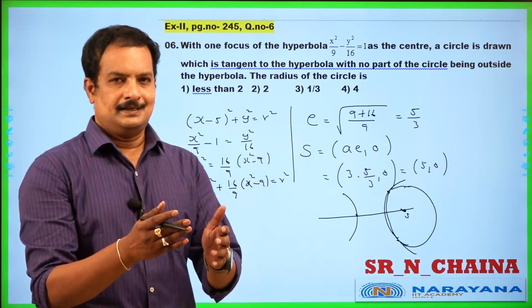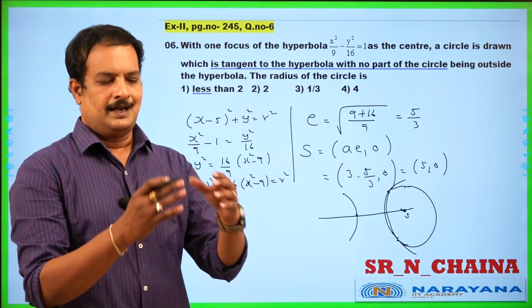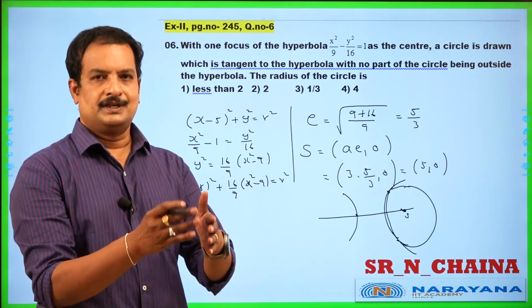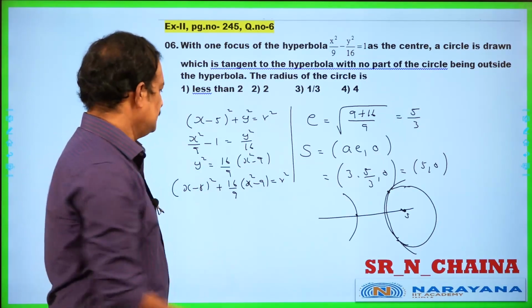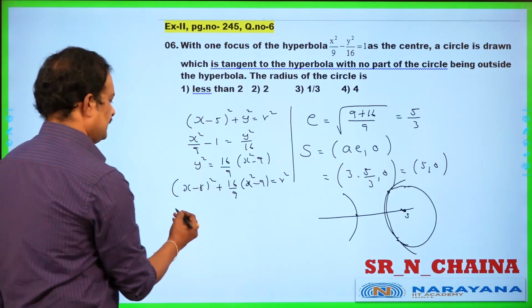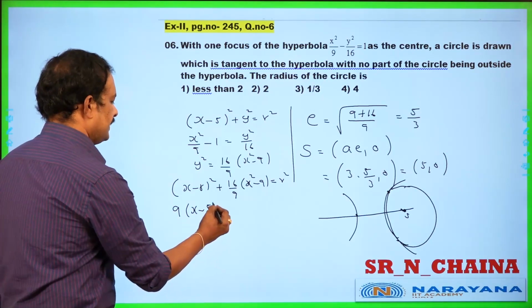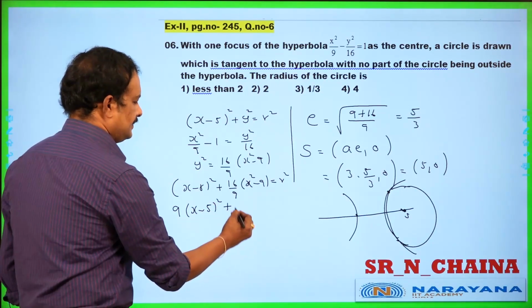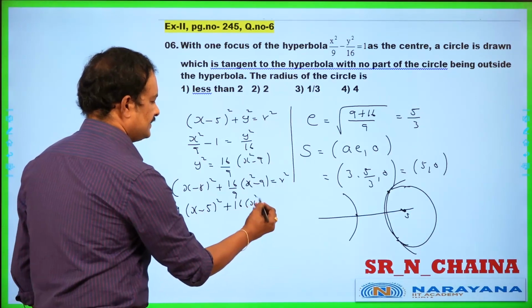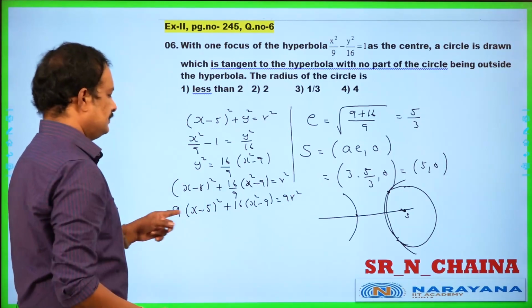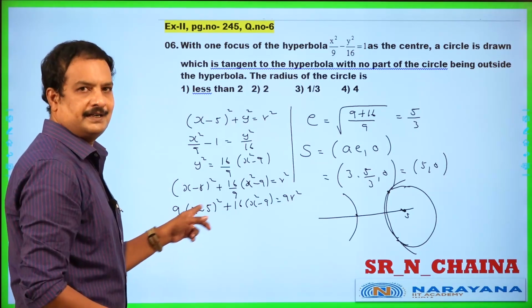When some circle is a tangent to the hyperbola, at the common point of contact, two different values of x are not possible. Two real and equal values of x are possible. Just take the LCM and cross multiply. So this is 9 into (x minus 5) whole square plus 16 into (x square minus 9) equal to 9r square. Okay, so surely you are going to get a quadratic in x here.